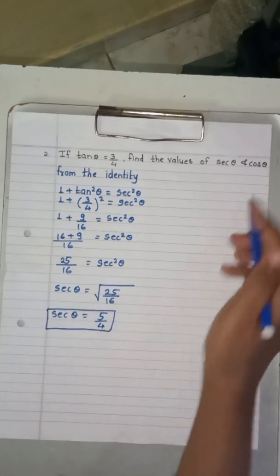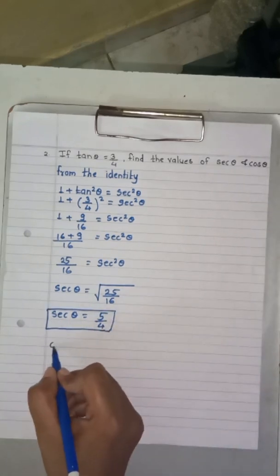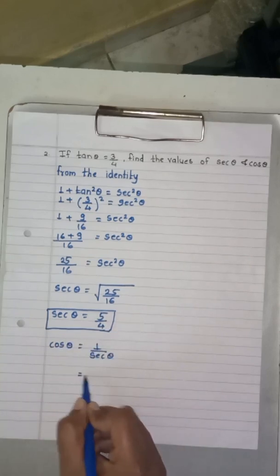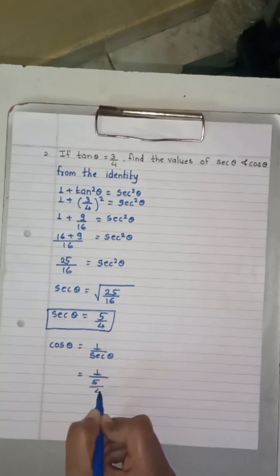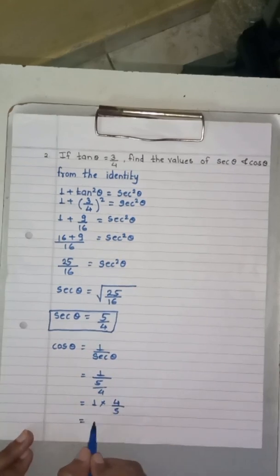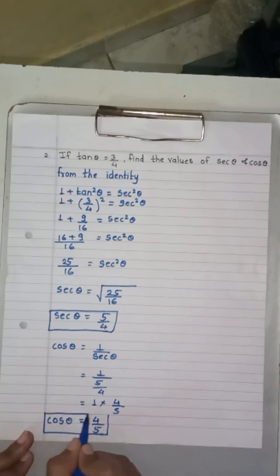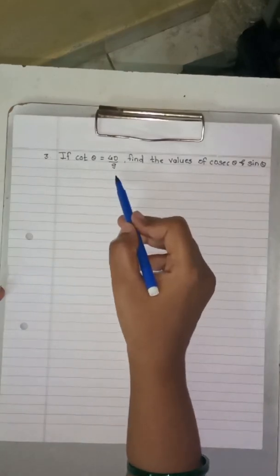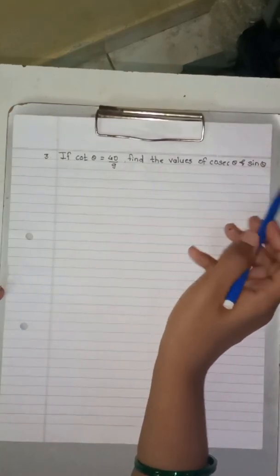Now we have to find the value of cos theta. Now what is cos theta? Cos theta is 1 upon sec theta. That will be equal to 1 upon 5/4. That means 1 into 4/5, that is nothing but 4/5, that is the value of cos theta. So in this way we have also completed question number 2. Now we will start with question number 3. If cot theta is 40/9, find the values of cosec theta and sin theta.